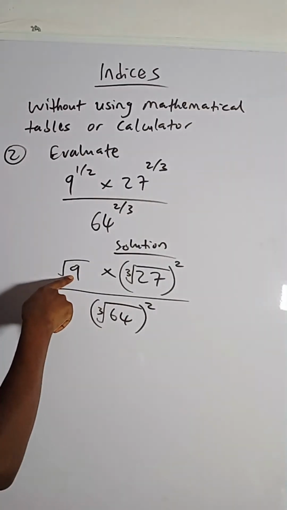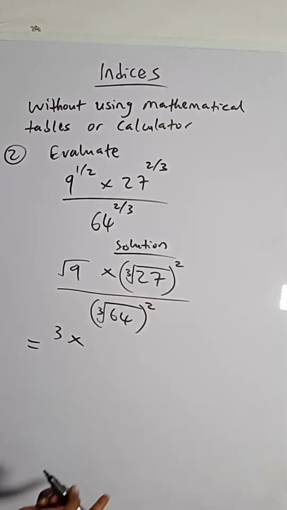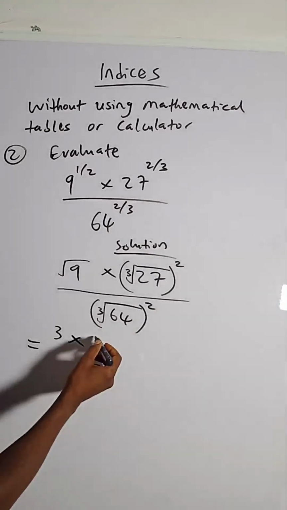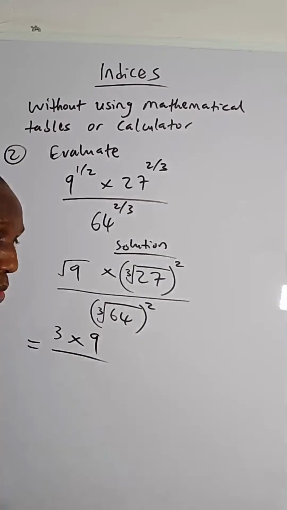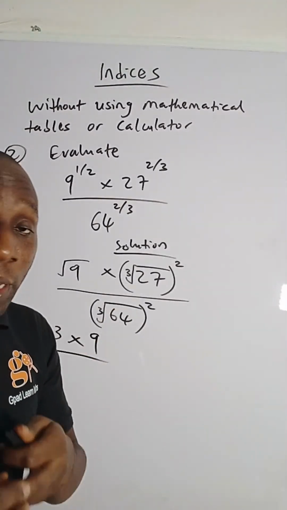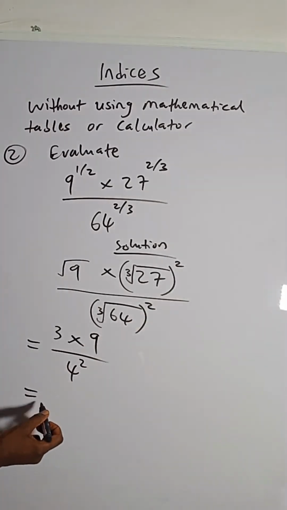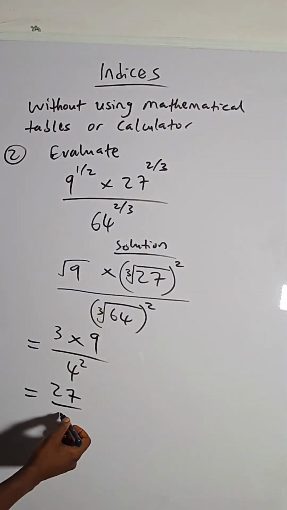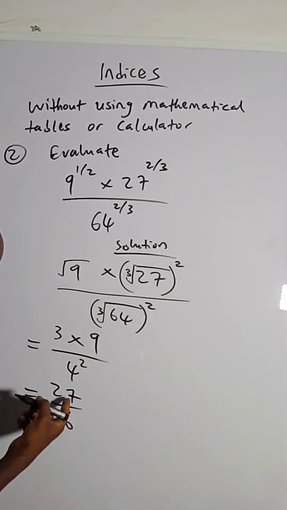So what is the square root of 9? That's 3. So you write 3 times, what is the cube root of 27? That's 3. And 3 raised to the power of 2 is what? 9. So you come in. What is the cube root of 64? That's 4. 4 times 4 is 16, times 4 is 64. So 4 raised to the power of 2. So finally, you have 3 times 9, which is what? 27, over what is 4 raised to the power of 2? That is 16. So finally, how many times will 16 go to 27?